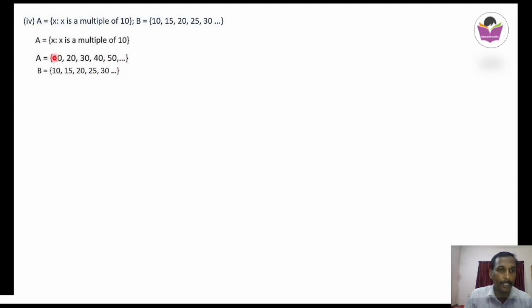Let's compare it. Here, 10 is there, 20 is there, 30 is there. When we compare set A and set B, the elements in set A are there in set B. But you can see in set B there is 15. That 15 is not there in set A. And here 25 is there. That is also not there in set A. So we can write just one element, that is enough. 15 is an element of B, but 15 is not an element of A. So because of that, these two are not equal sets.